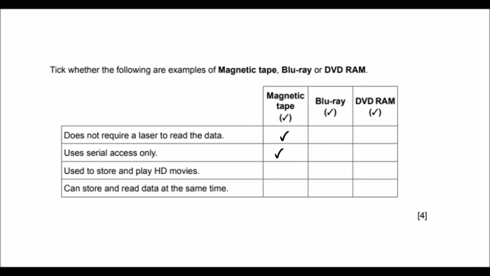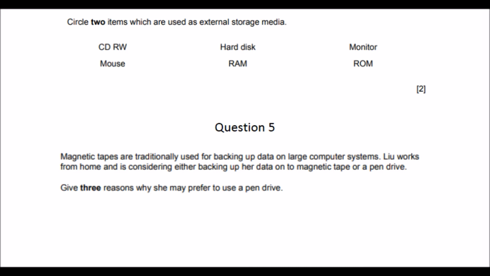Used to store and play HD, high definition movies. Then that will be Blu-ray. And finally, can store and read data at the same time, which means it can copy and delete. That would be DVD RAM. Another question.